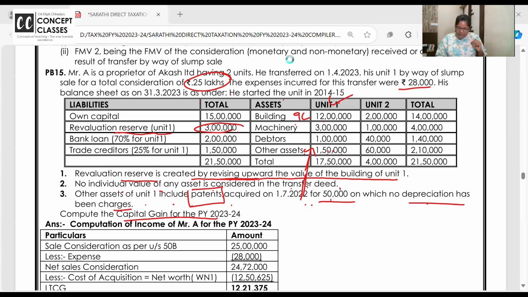What's the value of the building? What's the value of the patent? We should know that. And liabilities they have given combined, but carefully pick up liabilities. Sorry, liabilities they have given combined, but 70% are of unit 1. Creditors also. So we'll just take for unit 1.